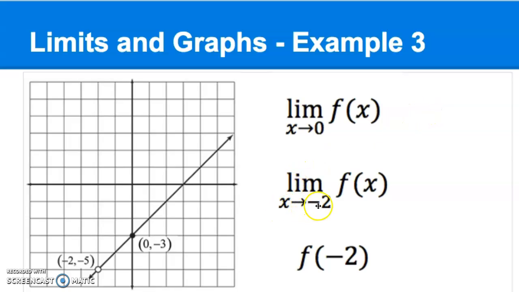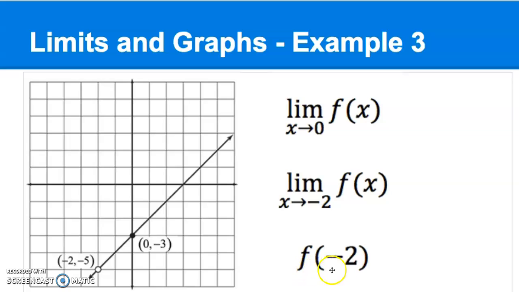The limit as x approaches -2 of f of x. So we want to go over to -2 on the x and see what the y value would have been had it been filled in. If it was a filled in point, the value would be -5, and so that is the limit at -2.